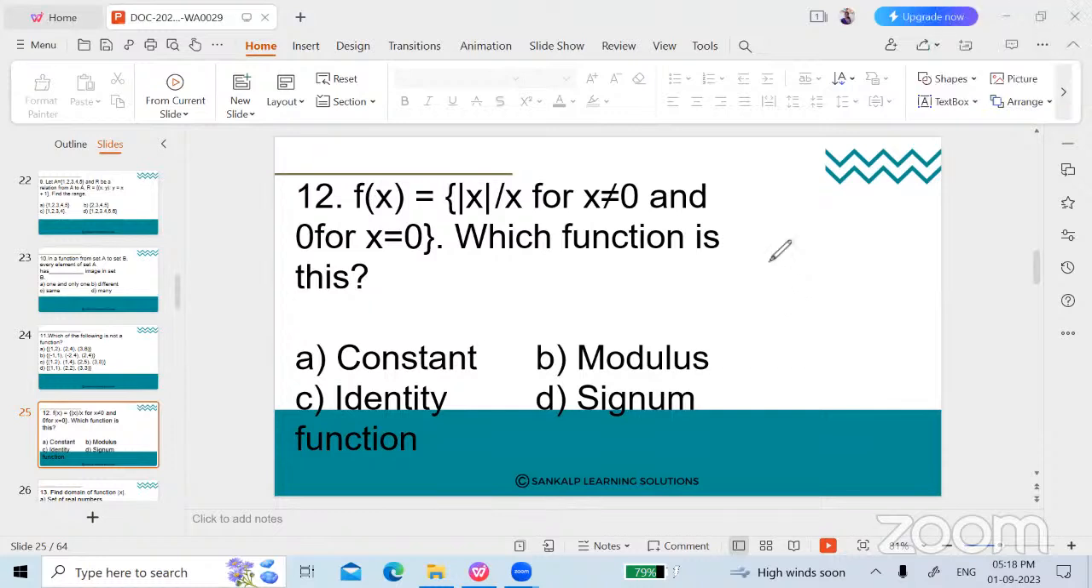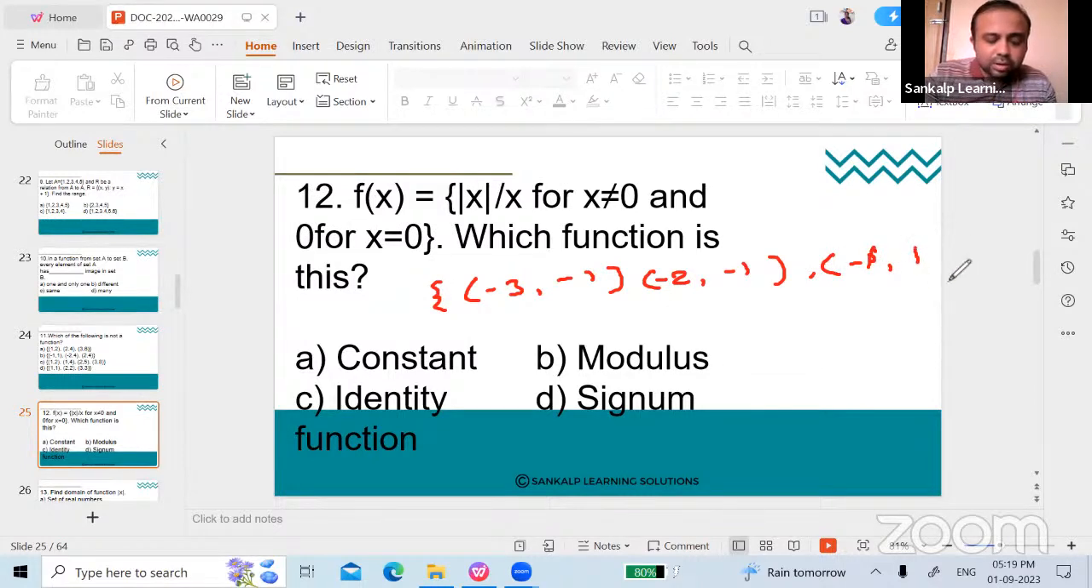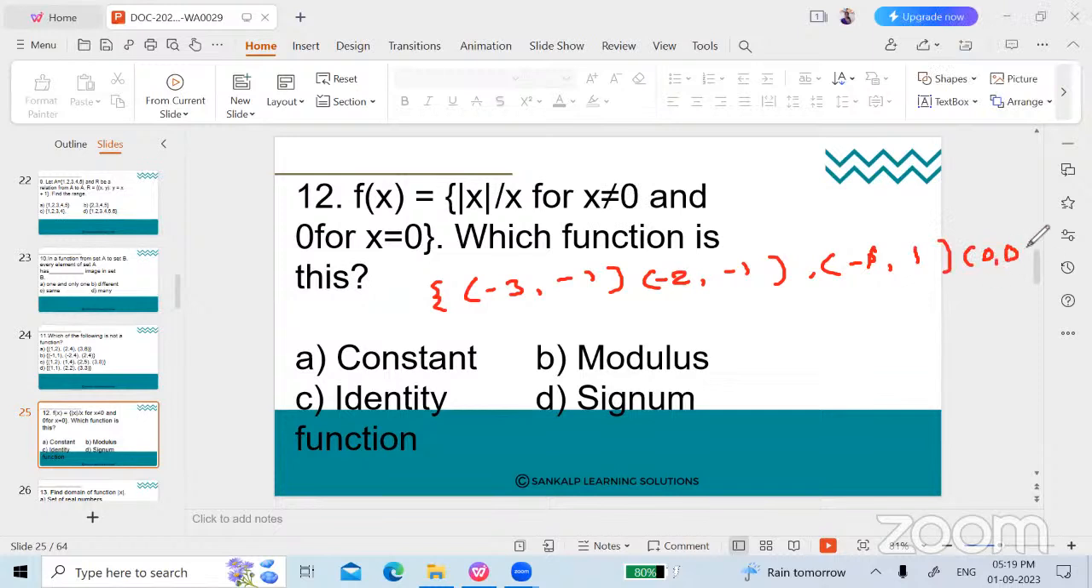To understand any one of the functions, I will take one simple example. A set is there, which is having -3, -1, and I will take 2, -1, or -2, -1. Then the third group is, say, -1, -1 and 1. The fourth one will take as 0 and 0.